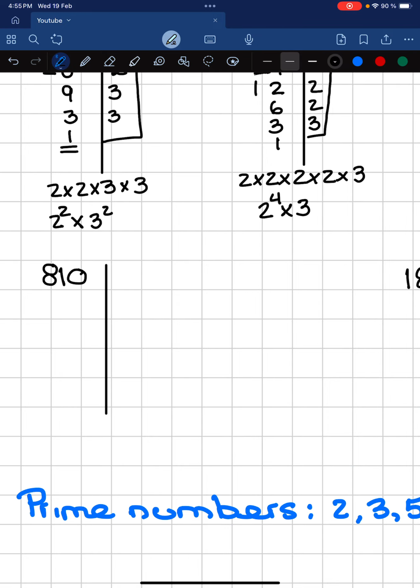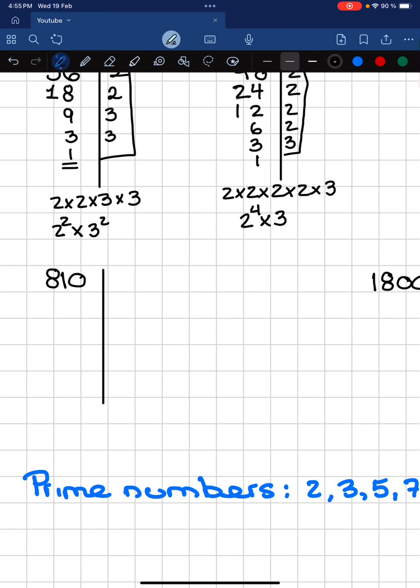810. As we know, it ends in 0, which means it is an even number, so we can divide by 2. Let's say we don't know what the answer is, so let's start using my trick. How many times does 2 fit in 8? 2 fits in 8 four times, exactly, so we have no remainder.